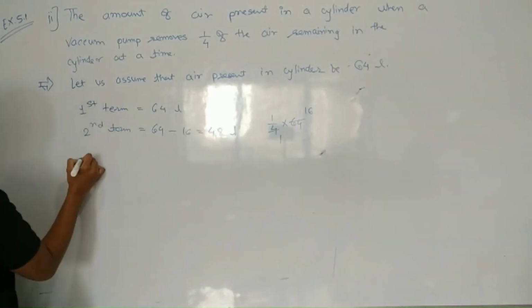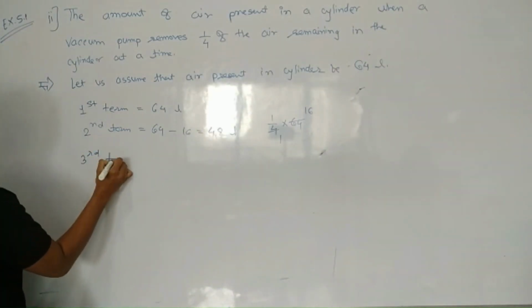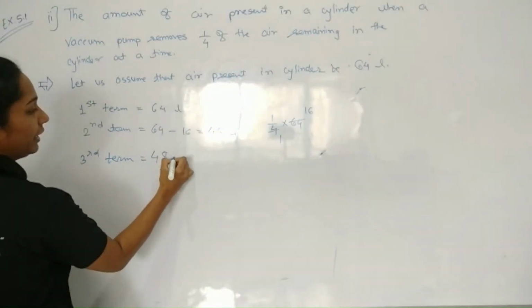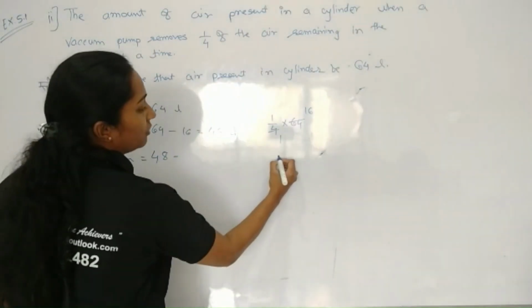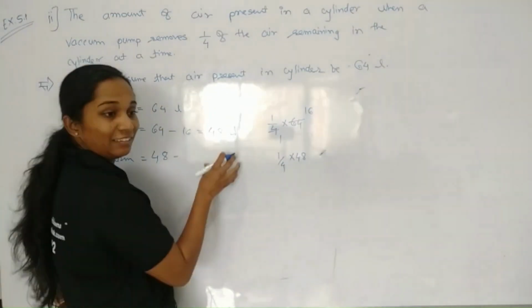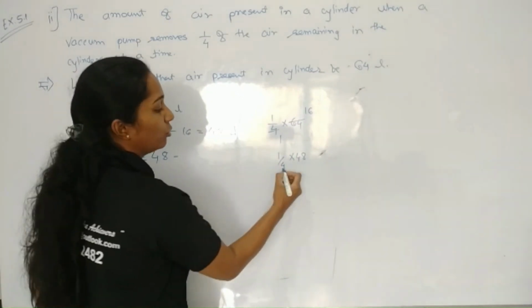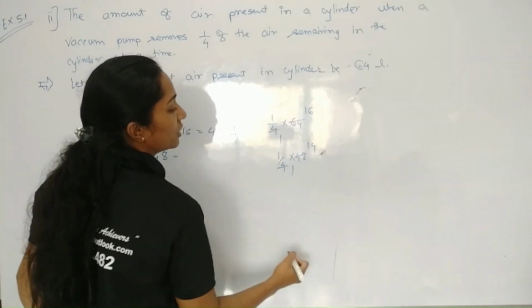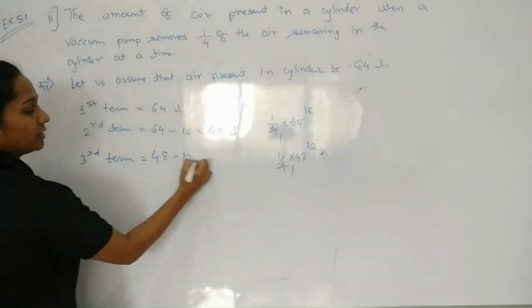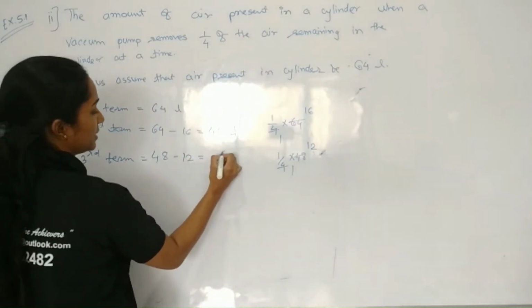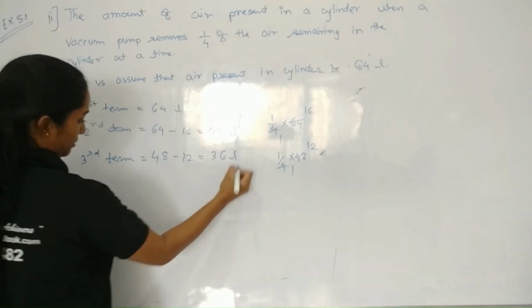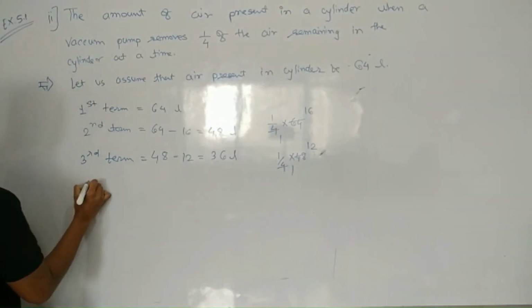Now if we see the third term, it is 48 minus 1/4 of 48, the existing air. 4 1s are 4, 4 2s are 8, so 1/4 of 48 is 12. So 48 minus 12 is 36 liters.